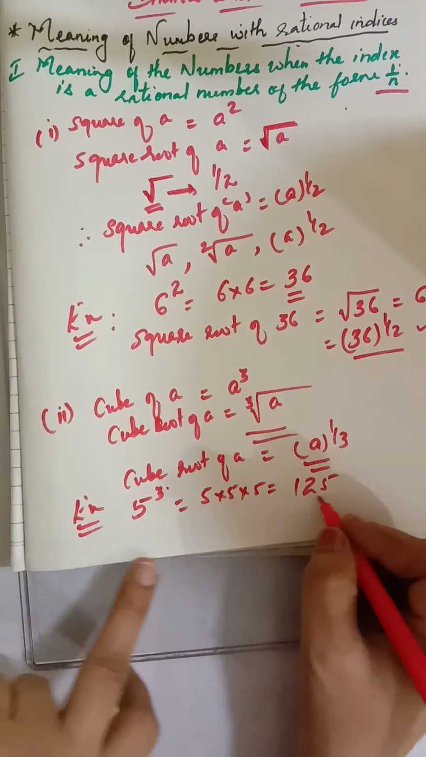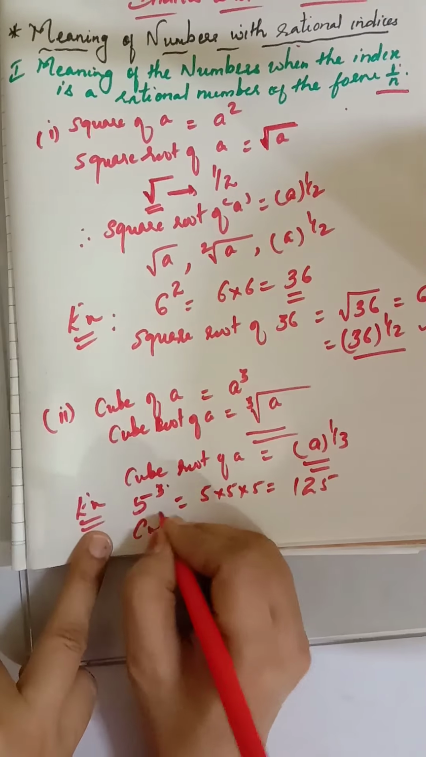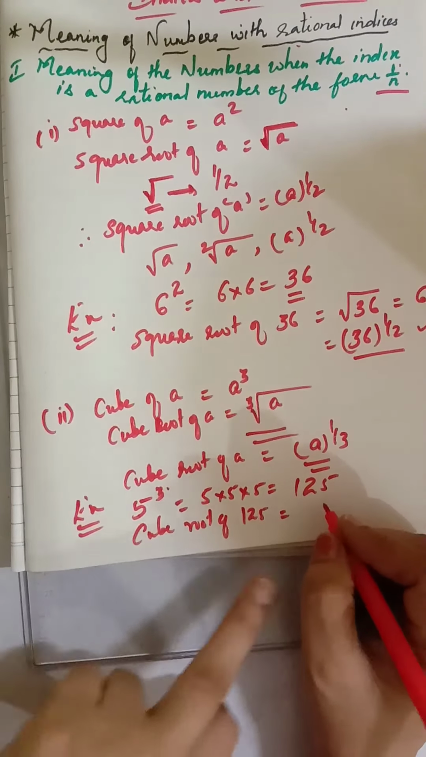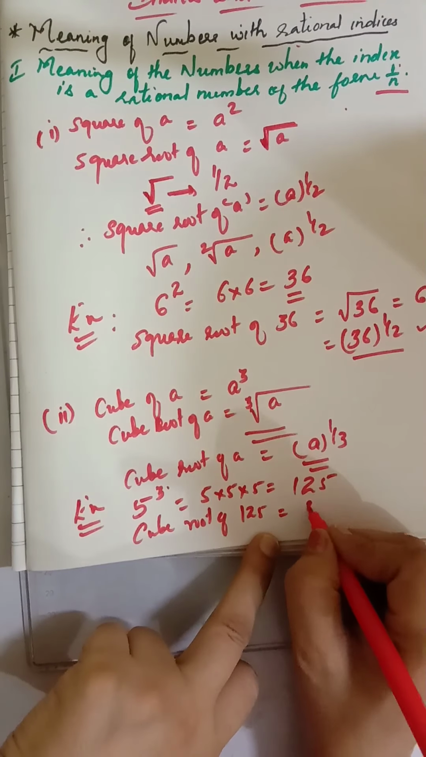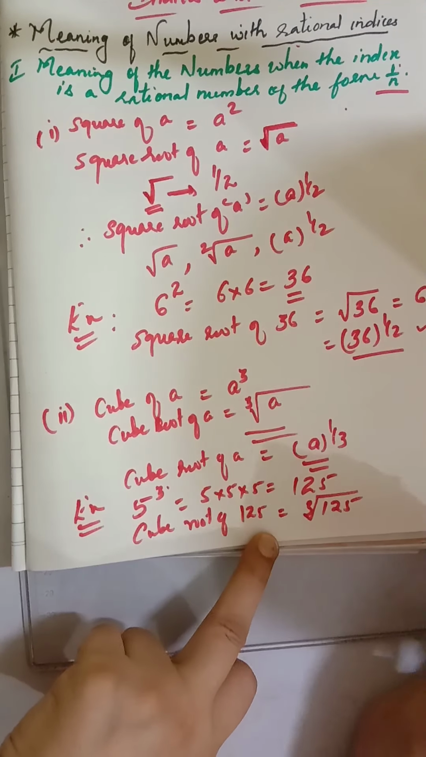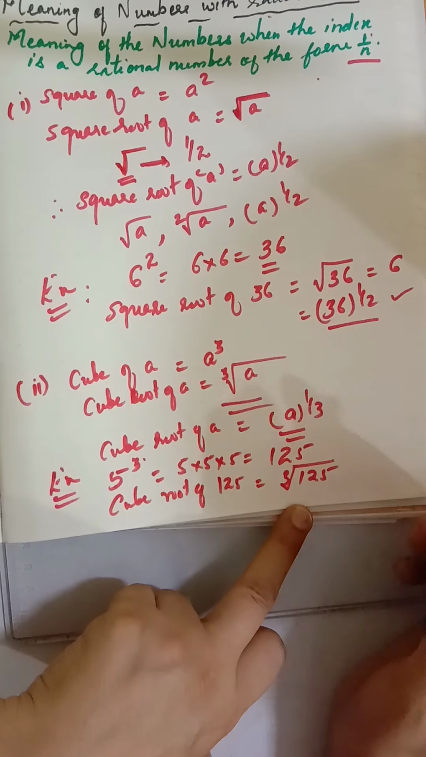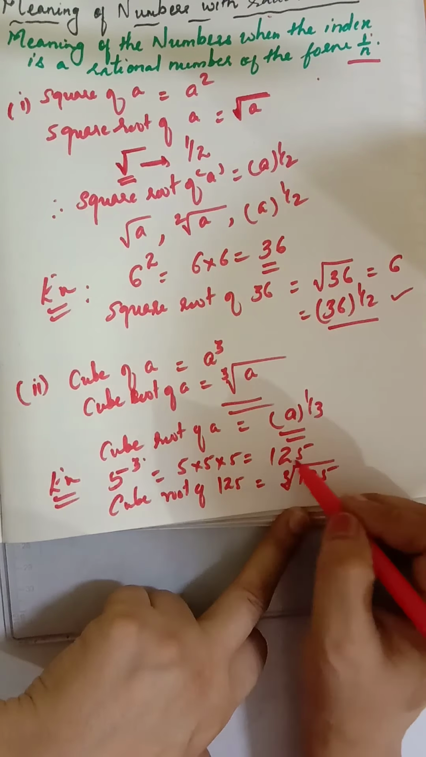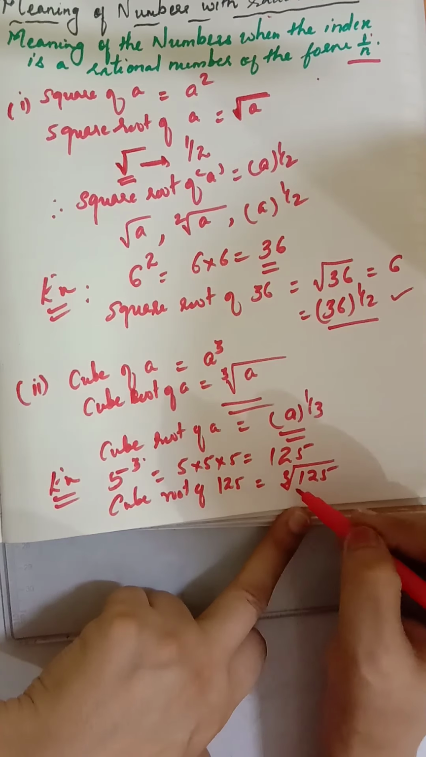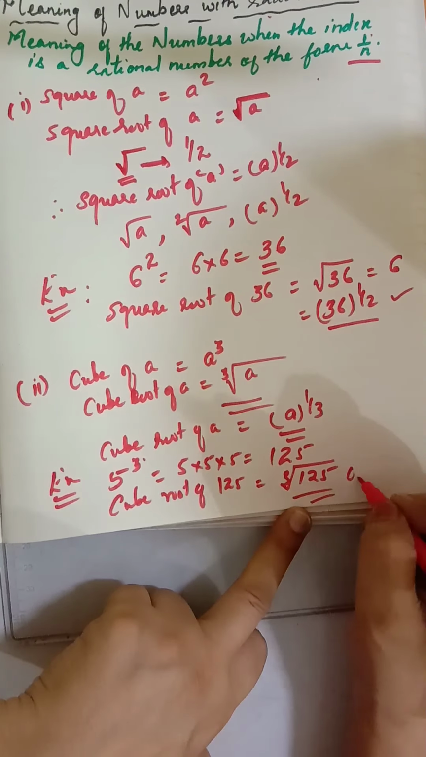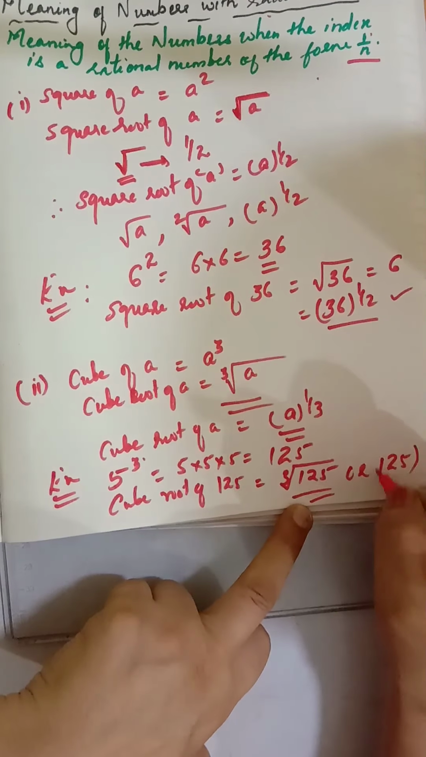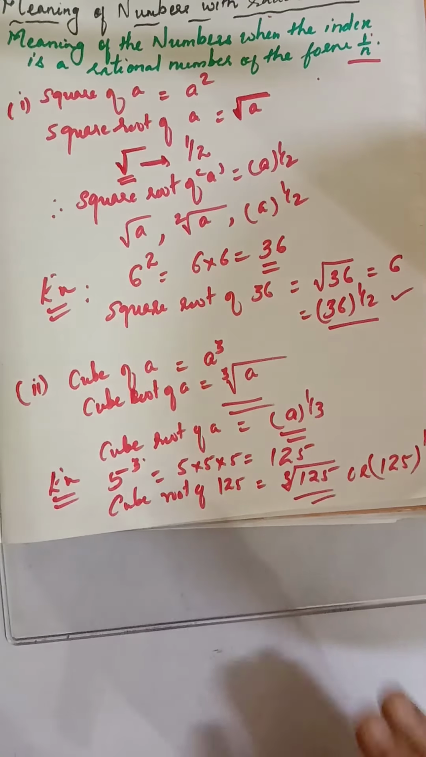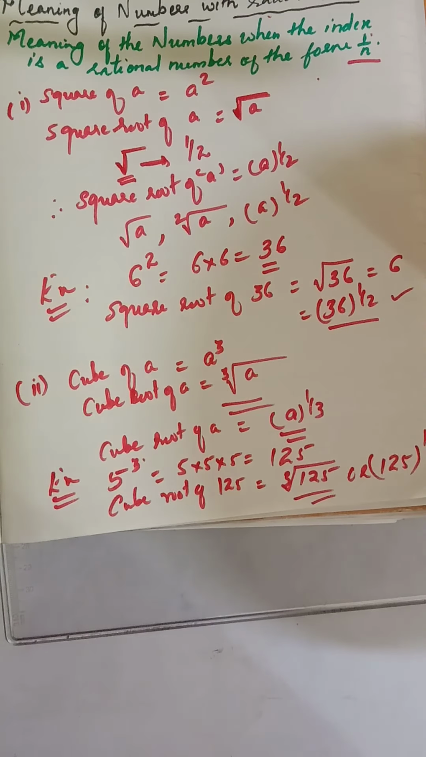Now if we have to write the cube root of 125, how can we write this? Either you can write it using the radical sign, that is the cube root of 125, or you can write it as 125 raised to 1 upon 3. Here, 1 upon 3 is used to denote the cube root.